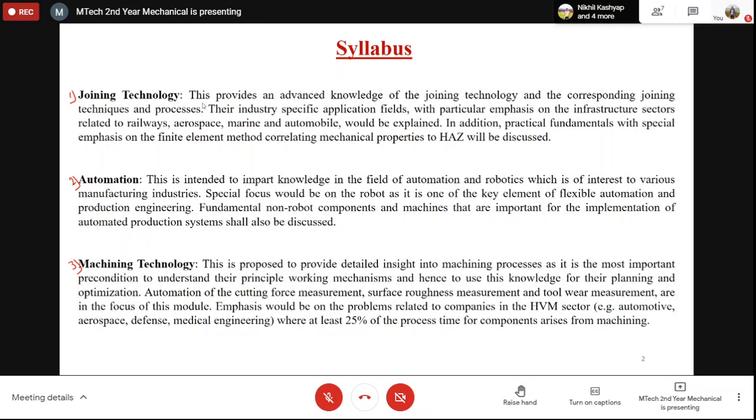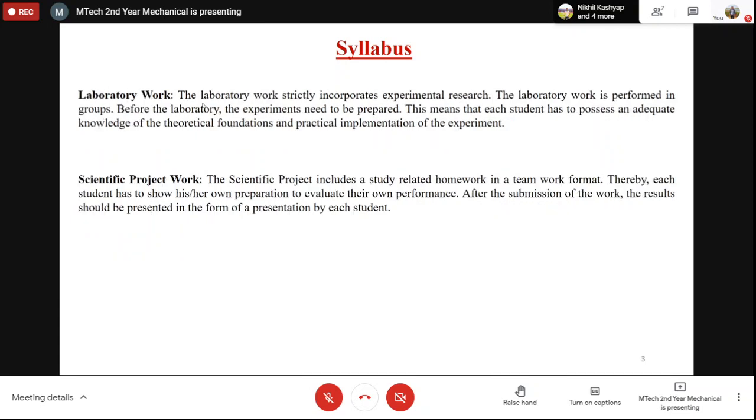Apart from theory classes, you have laboratory work and scientific project work. In laboratory work, you have to do some experimental research. You need to prepare some experiments in the laboratory and conduct that experimental work. And then we have a scientific project work.